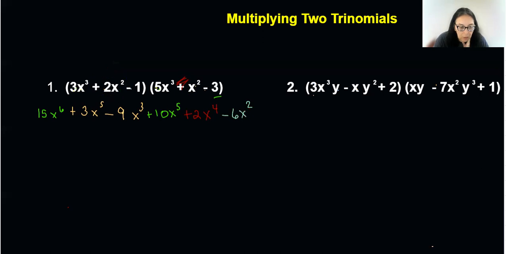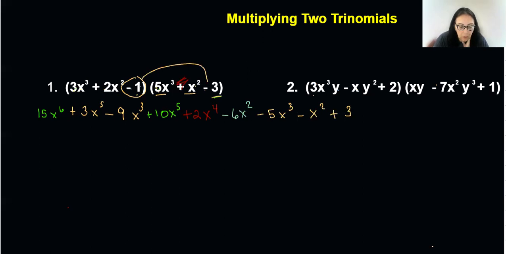Now we got to go to the negative 1. Changing the color. So I'm going to take negative 1 times each one. So negative 1 times 5 is negative 5. Carry the x cubed. Negative 1 times a positive x squared is a negative x squared. And a negative 1 times negative 3 is positive 3.